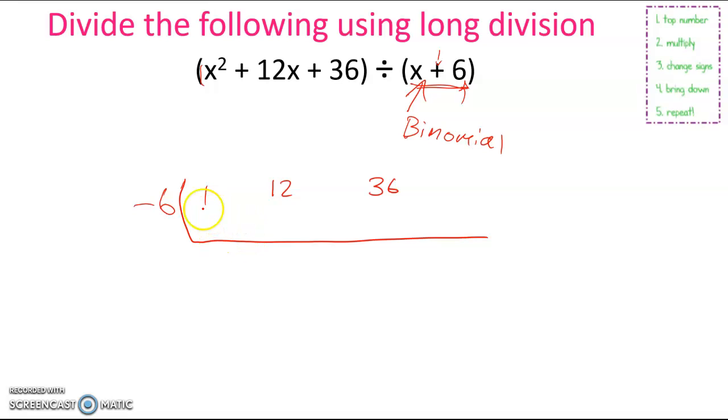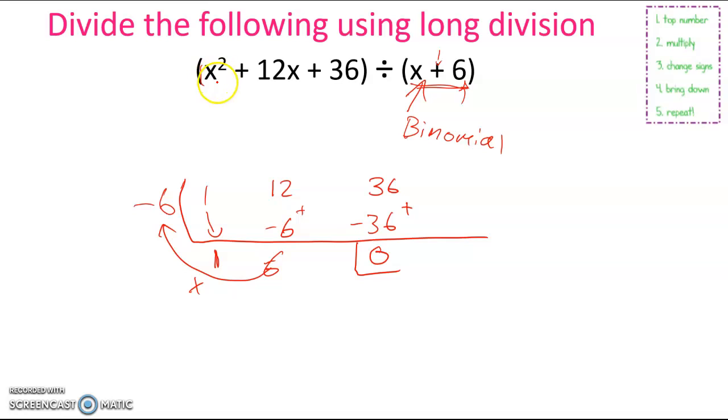And then it's the same process. Whatever this first number is, I'm going to drag it down. It becomes 1. 1 times negative 6 gets me negative 6 right there. I add these numbers here. 12 plus negative 6 gets me 6. I'm going to multiply these numbers. 6 times negative 6, that gets me negative 36. And then I bring that down, add those together. 36 minus 36 is 0.